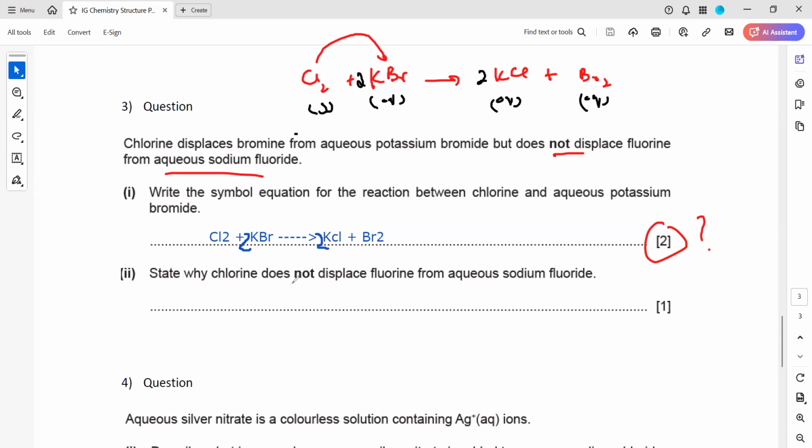Suggest why chlorine does not displace fluorine. So that's right, it is less reactive. That's why it cannot displace the fluorine from its compound. Always a more reactive element displaces a less reactive one. A less reactive one cannot displace a more reactive one.